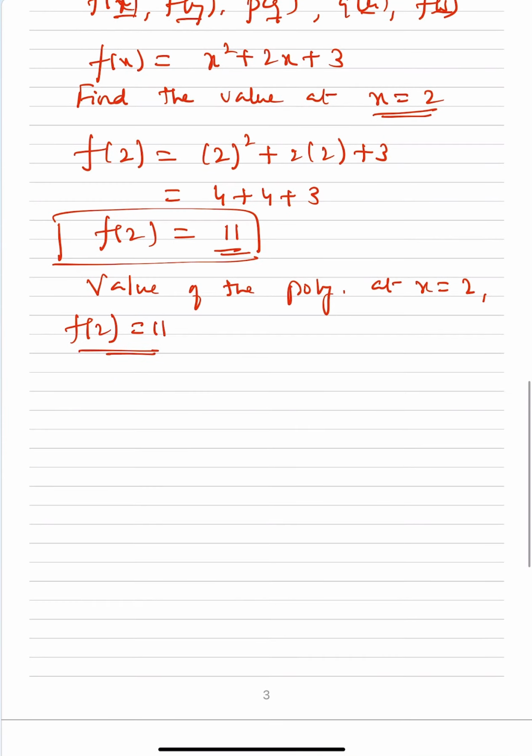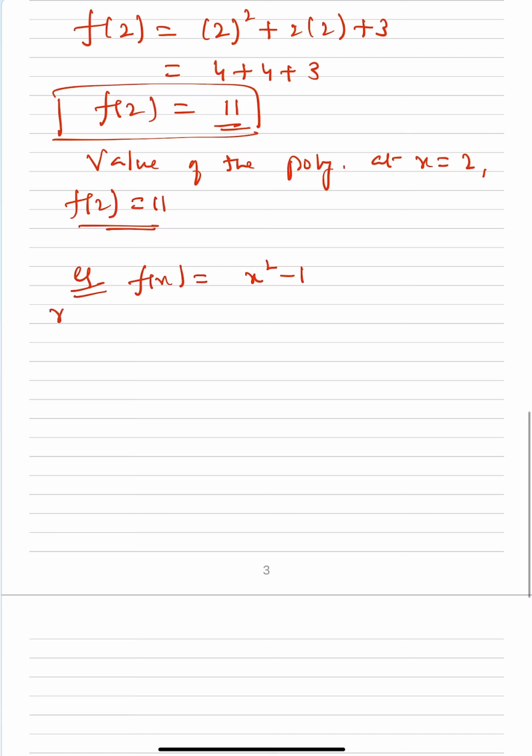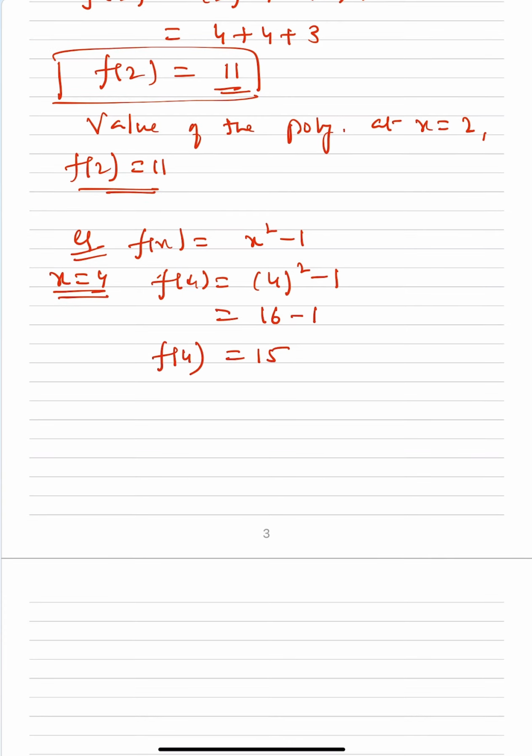Suppose I give you one more example. F of x is equal to x square minus 1, and say take x is equal to 4. Then f of 4 is equal to 4 the whole square minus 1, 16 minus 1, 15. F of 4 is equal to 15. Hence the value of this polynomial at x is equal to 4 is 15. Okay, so this is called value of a polynomial.